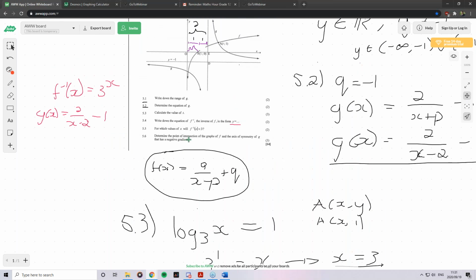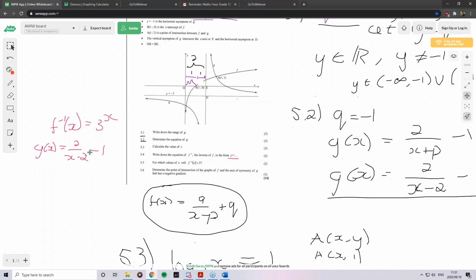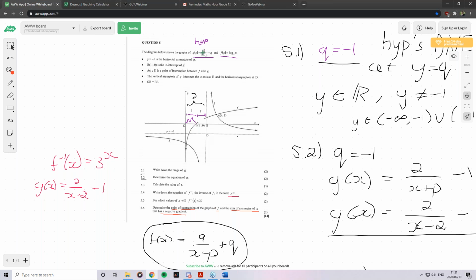Now, determine the point of intersection of the graphs of f and the axis of symmetry of g that has a negative gradient. All right, so that's a lot of wording. Let's unpack this. The point of intersection, so where the two things meet, where they cross each other. The graphs of f and the axis of symmetry of g that has a negative gradient. All right, so what do we notice about g? g is a hyperbola. What do all hyperbolas have? They have two axes of symmetry.